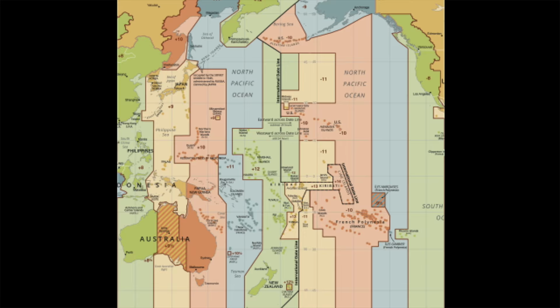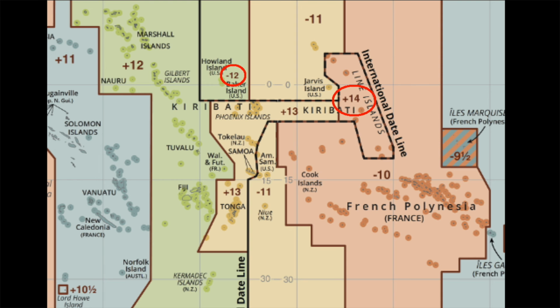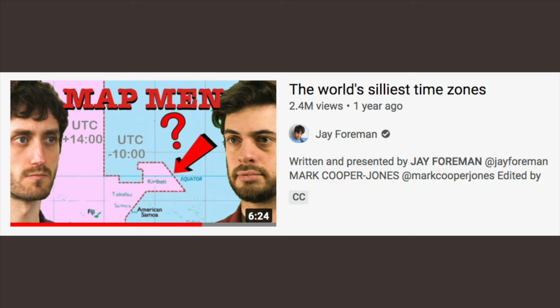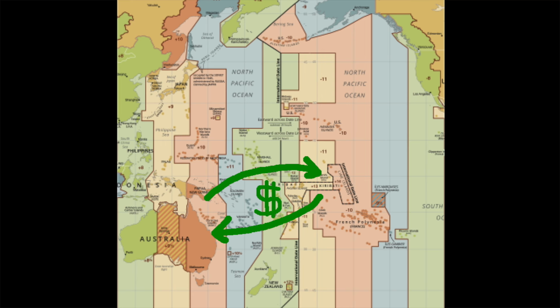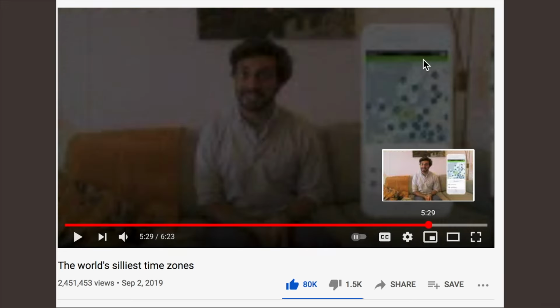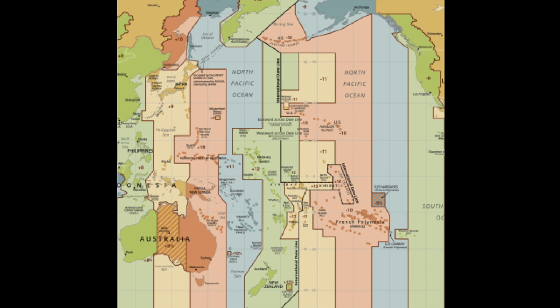And, looking at this map, you may note that the time zones do not range from -12 to +12. They range from -12 to +14. According to this video by Jay Foreman, this is because Kiribati wanted to be on the same side of the International Dateline as its trading partner, Australia, but I didn't fact-check that because that would require doing actual research, and I forgot how to read sometime in 2018. But I don't care why time zones are like this.